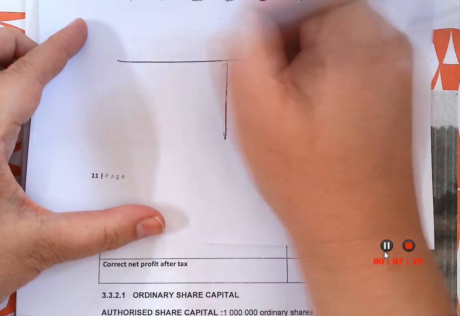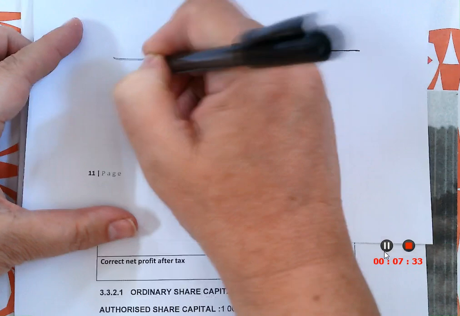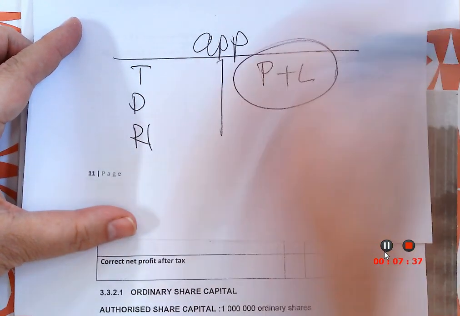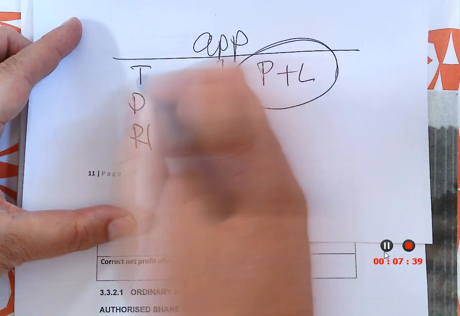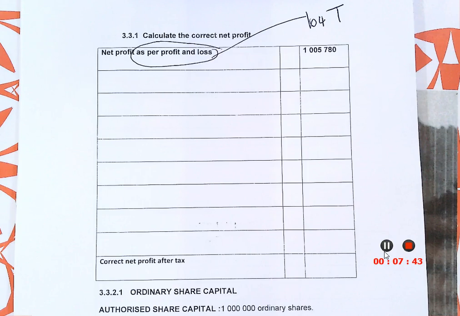So, in other words, what they're saying is if I have appropriation, I must have profit and loss, tax, dividends, retained income. They're talking about this one. Can you see it's before tax? Okay.